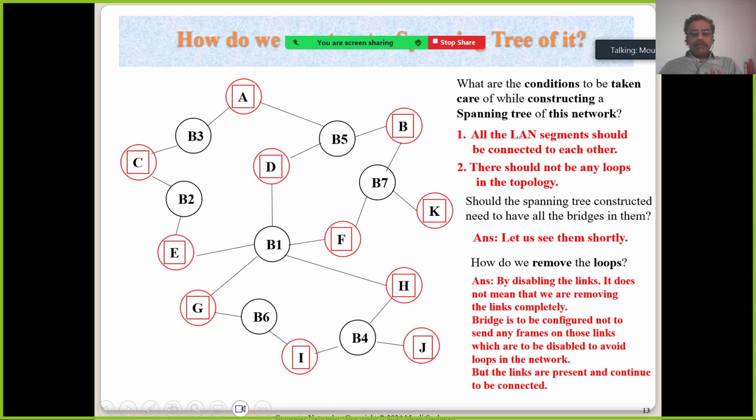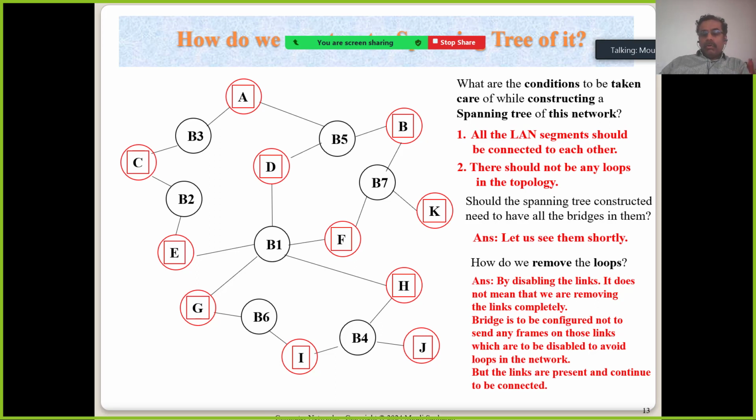But I don't see anything directly connecting two bridges. You can have bridge to bridge one link, where directly they talk to each other. In our case, in our picture, it's all connected to some LAN segment always. The bridges are not directly connected.